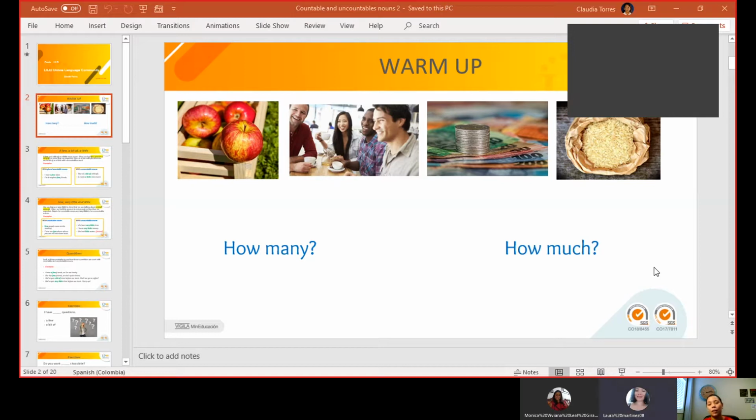So as you could see, you use how much with nouns that are difficult to count, or that you usually don't count. You don't count rice by rice, right? So you use how much. And for example, dogs, you can say one dog, two dogs, three dogs. So how many? Countable. How much? Uncountable, right?